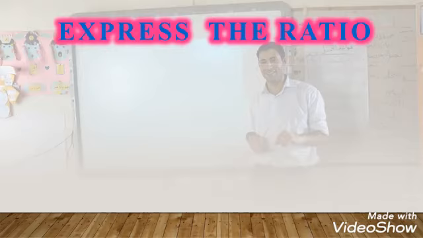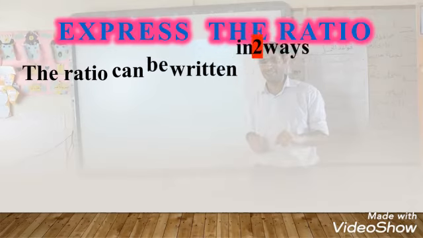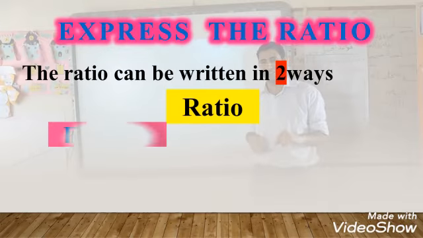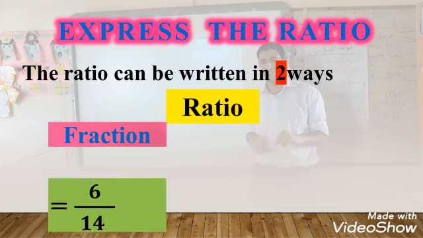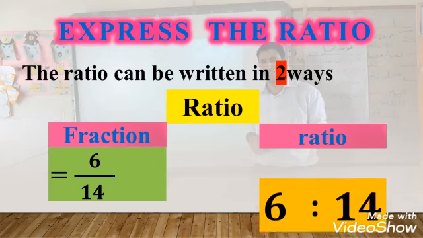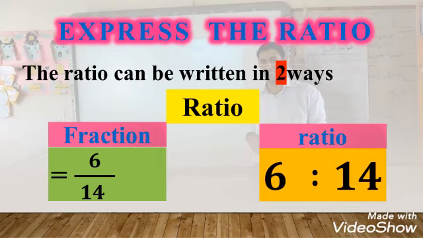Express the ratio. How can we express the ratio? We can express the ratio in two ways. The first, we can write it as a fraction like 6/14, or we can write it as a ratio 6 to 14.